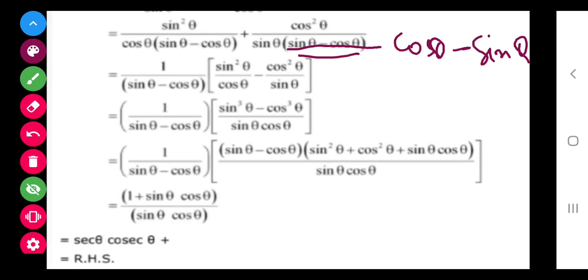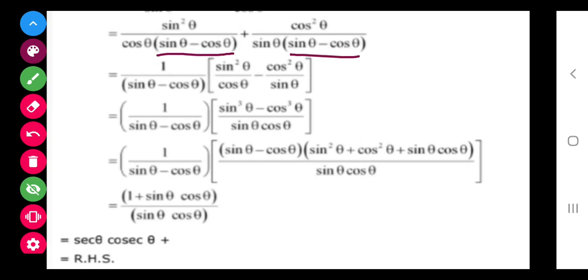Now the next step is, in trigonometry this trick always works: taking common. So you can see that this is common.